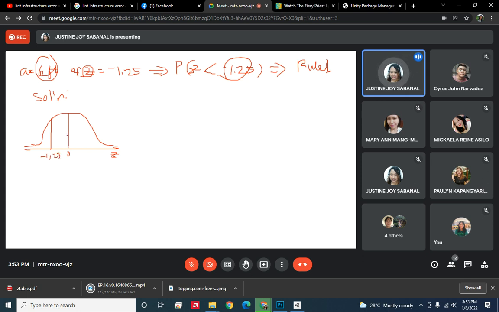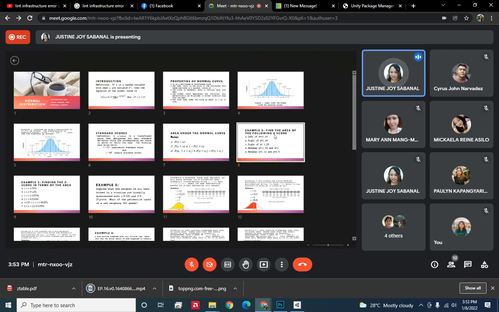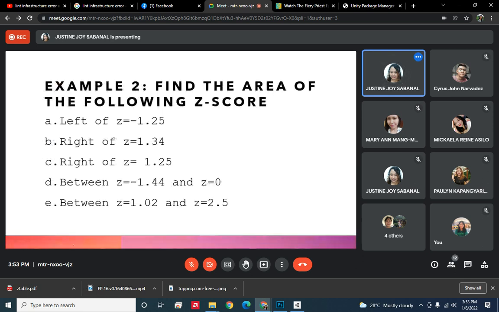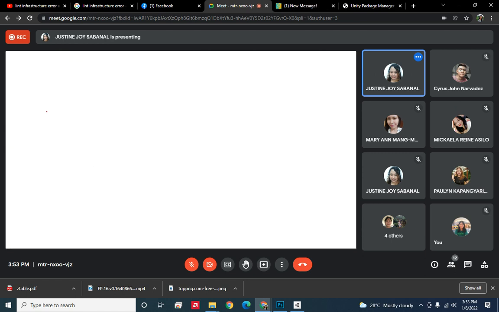Then, anong yung portion na kailangan yung shadean yan? So, nakadepende po doon sa direction na binibigay sa problem. So, since this is left of Z is equivalent to negative 1.25, so from the tail end of the normal distribution up to the value of negative 1.25, yan po yung mako-cover natin. Yun yung hahanapan natin ng area po. So, to determine the area, so check lang po natin yung ating normal distribution table.